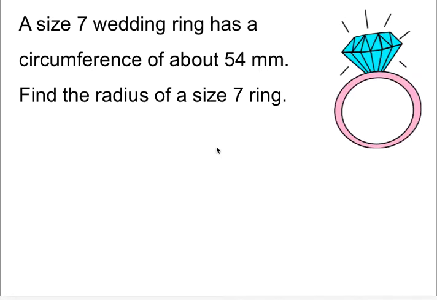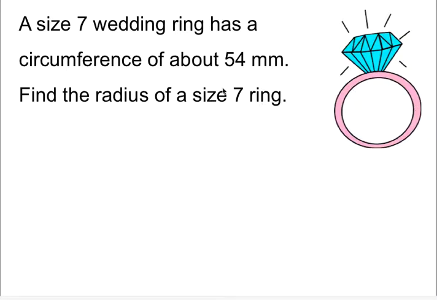Right, station 2. A size 7 wedding ring has a circumference of about 54 millimeters. So this distance all the way around is about 54 millimeters. I want to know what the radius of that ring is. So if I could draw a point right here, right to the edge, what's that distance right there?